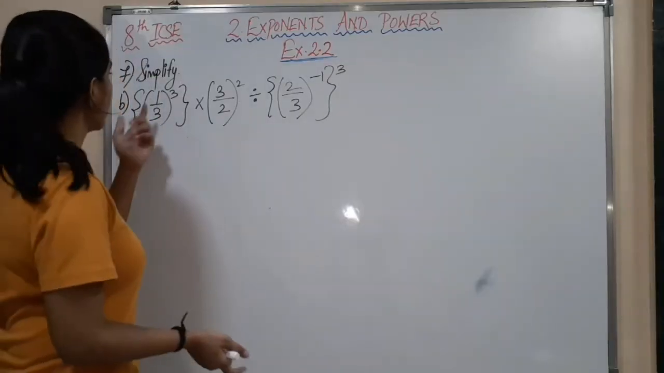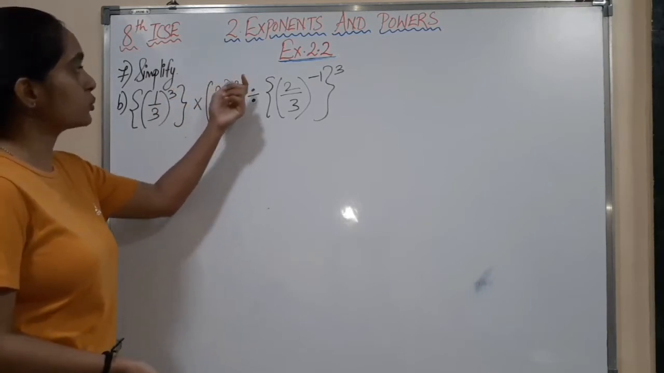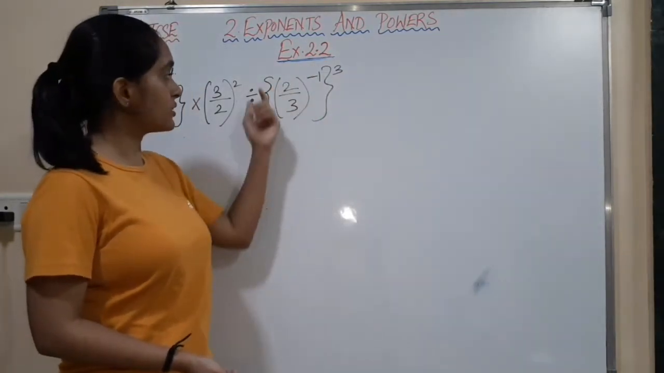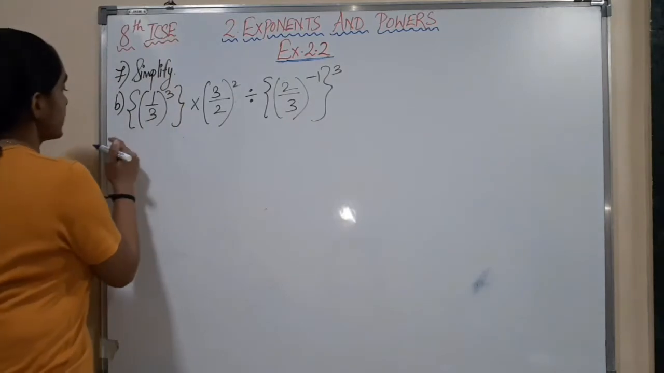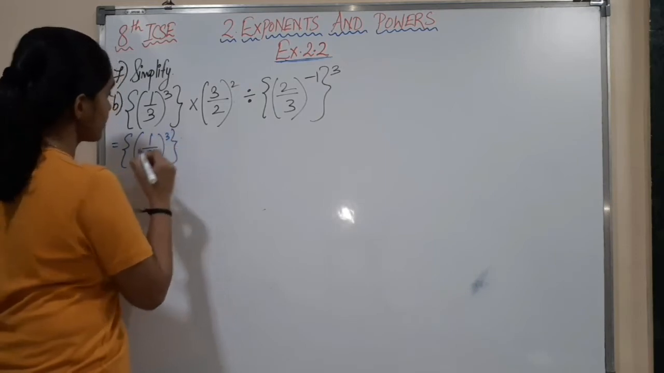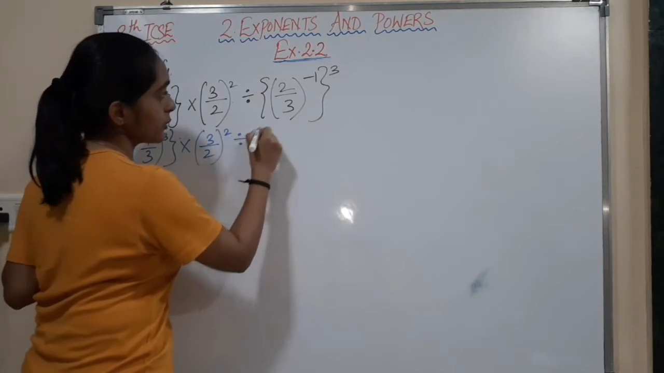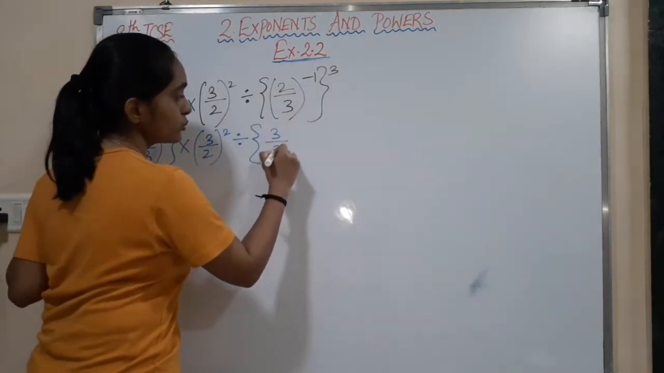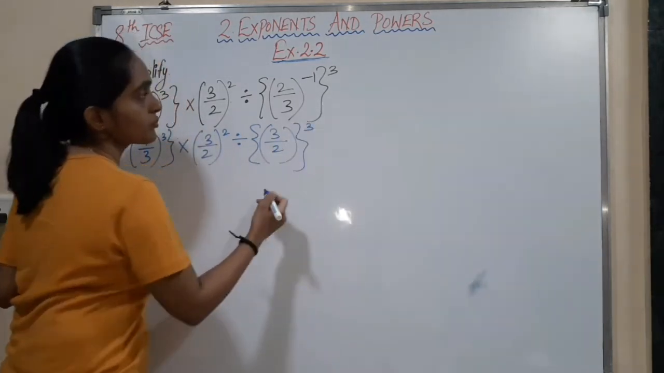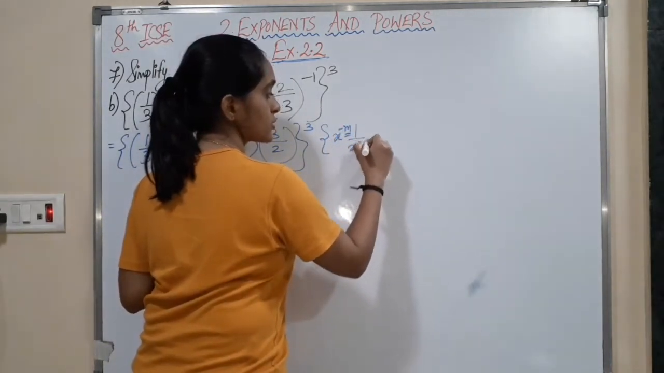The second question in simplification is (1 upon 3) raised to 3 multiplied by (3 upon 2) raised to 2 divided by ((2 upon 3) raised to minus 1) raised to 3. So first we will solve this innermost bracket. So you will get (1 upon 3) raised to 3 multiplied by (3 upon 2) raised to 2 divided by (3 upon 2) raised to 3, by using the law x raised to minus m equals 1 upon x raised to m.